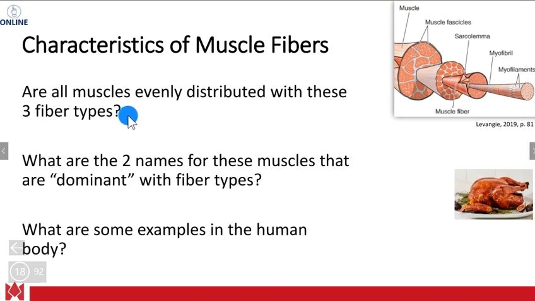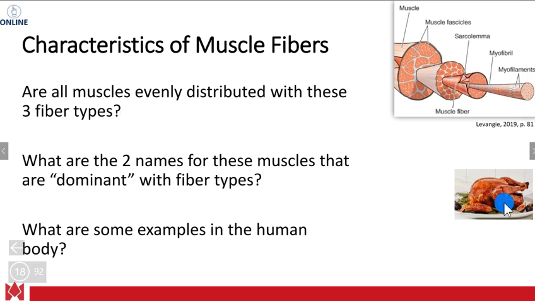Characteristics. So we have these 3 different fiber types, but are these evenly distributed? Is it just 1/3 type 1, 1/3 type 2A, 1/3 type 2B or 2X? No. As you can imagine, there are different distributions for different muscles.